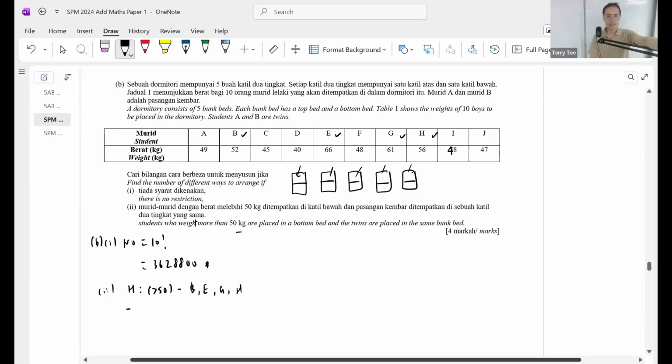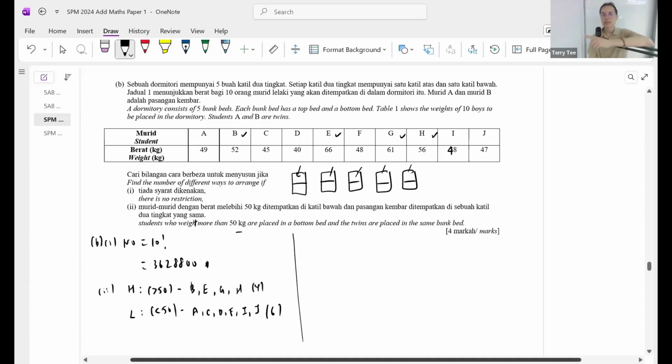Then I call the others L for light, up to you, whatever you want to use. Light means less than 50. You have student A, student C, student D, student F, student I, student J, right? So there are 4 heavy here, and you have 6 light here. Now remember, the heavier one is below, the lighter one on top. And students A and B are twins. For the twins, who is heavier? B is heavier, right? So you need to put B below and A on top.